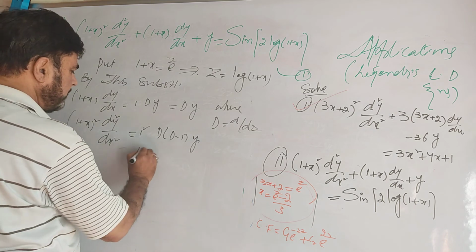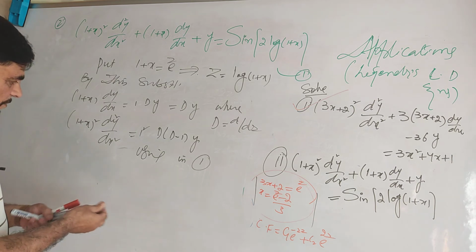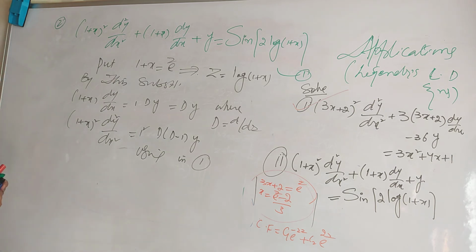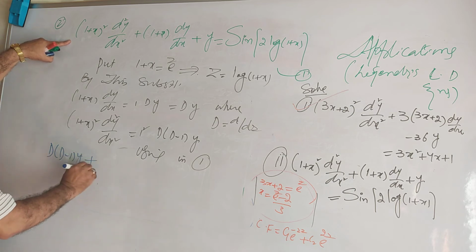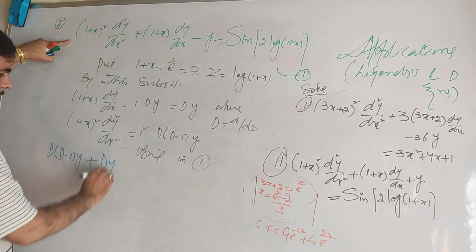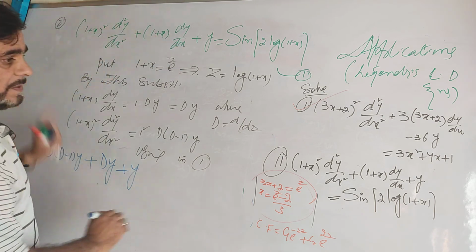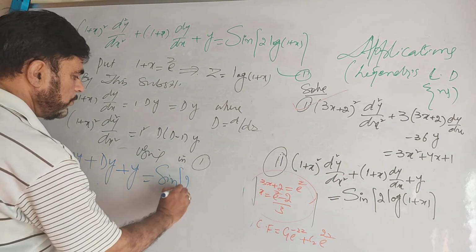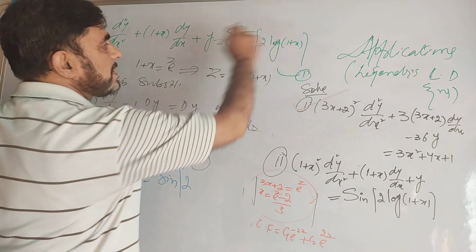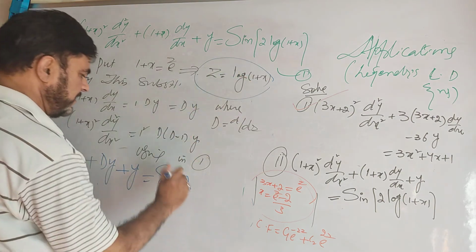Okay, using these in the first, which shape does our differential equation take? This will be replaced by this: D into D minus 1 y, then plus Dy, and you also have plus y here. Then it is equal to sine of 2 times log of 1 plus x. The log of 1 plus x is z, so it is sine of 2z.